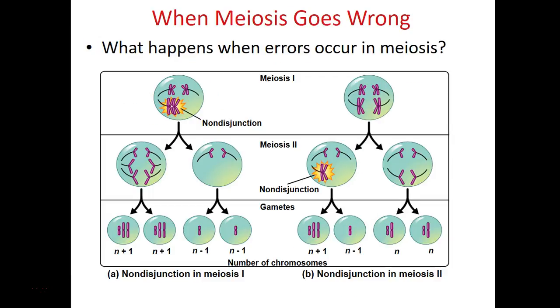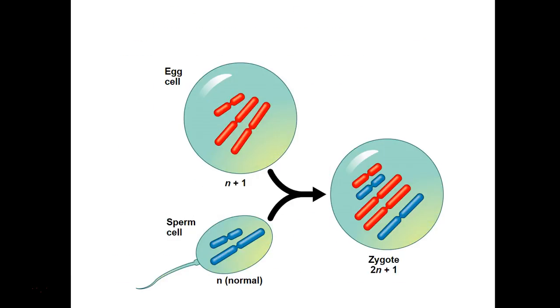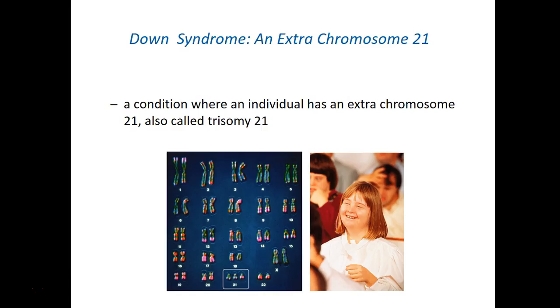Now, what about if meiosis goes wrong? What about if the homologous chromosomes don't move apart correctly, or the non-identical sister chromatids don't move apart correctly? Well, this process is called nondisjunction. And nondisjunction results in gametes that have the wrong number of chromosomes. And this can cause problems for a developing fetus, because the zygote that results from fertilization of an egg that has the wrong number of chromosomes will also have the wrong number of chromosomes.